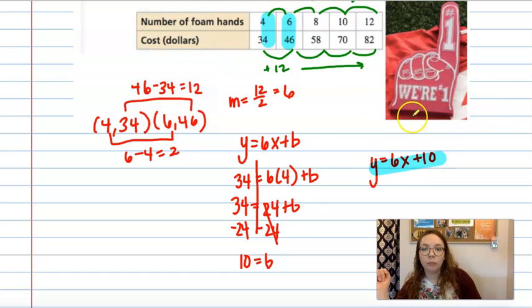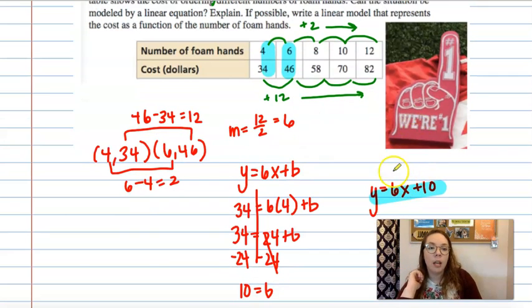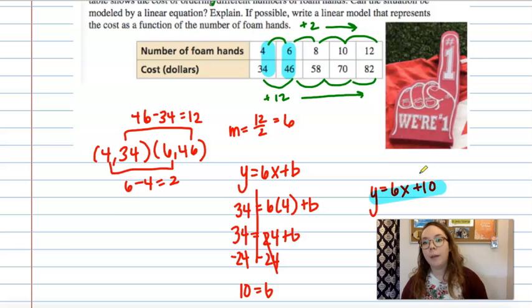Meaning, if we talk about foam hands, if we put it back in context, this is $6 for every single foam hand we order, and probably a $10 flat fee just for them making them in the first place. So $10 up front, and then $6 per foam hand if we wanted to put it back into context.